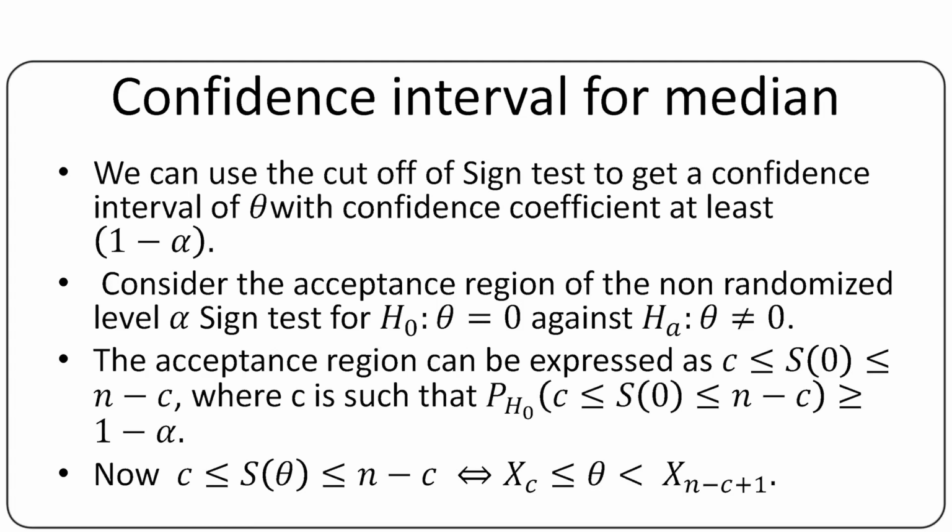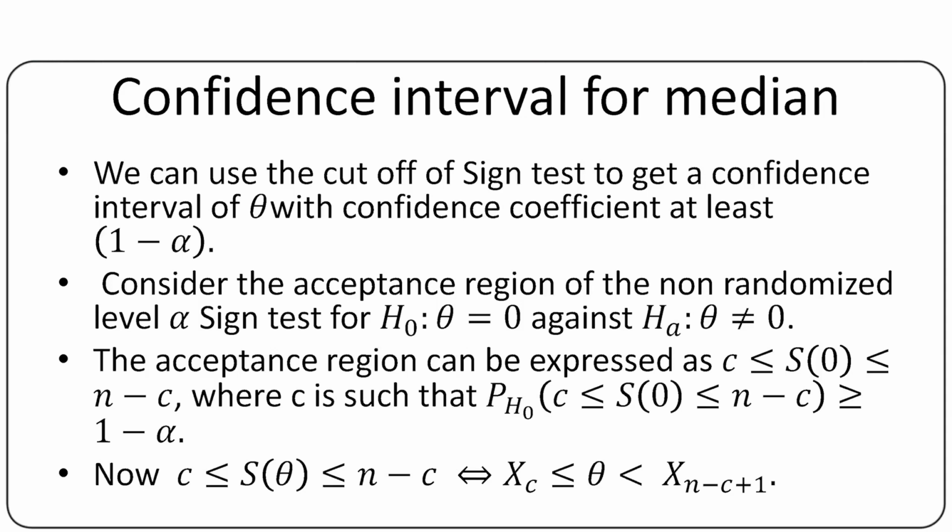Then the acceptance region can be expressed as C less than or equal to S0 less than or equal to n minus C, where C is such that probability C less than or equal to S0 less than or equal to n minus C is greater than or equal to 1 minus alpha under H0. Observe that as we increase theta, the number of observations exceeding theta decreases, or at least does not increase. Thus, S theta is non-increasing in theta.